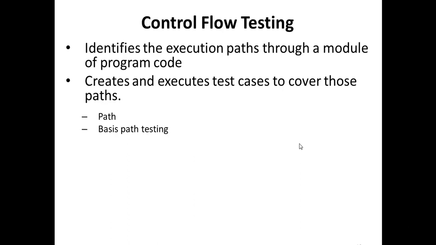So control flow testing identifies the execution paths through a module of program code. Generally we concentrate on path testing and basis path testing. It creates and executes test cases on the paths and the basis paths. Now we need to understand the difference between path and basis path testing. A path is anywhere from source to destination. Whatever connected nodes are there, you have to cover.